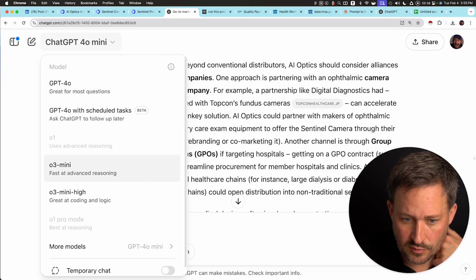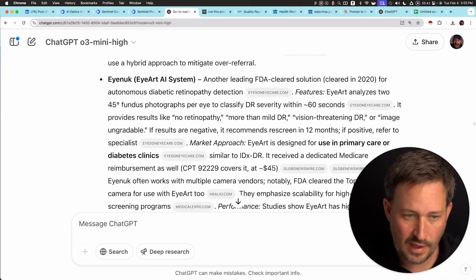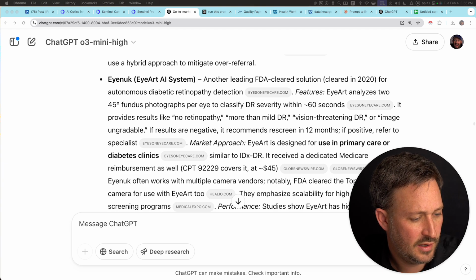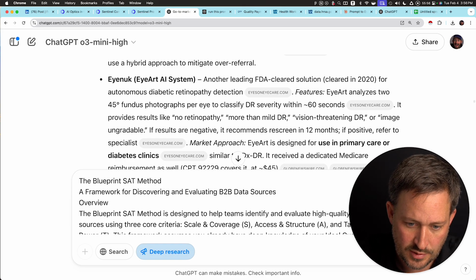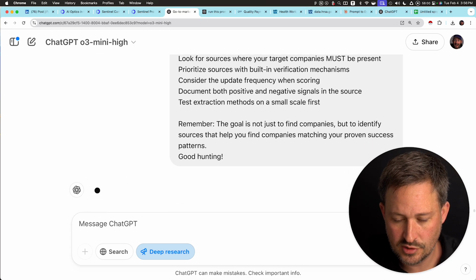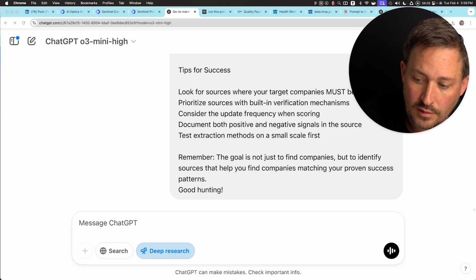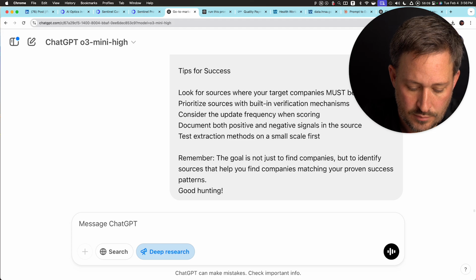And I don't want to use Forum Mini. I want to use there. Okay, great. So all I care is that this is good. And then this is where I'm going to paste in the Blueprint SAT method, which you can get access to, this prompt. We're going to do deep research again and submit. So don't worry about all this additional context. It's really good. Go.